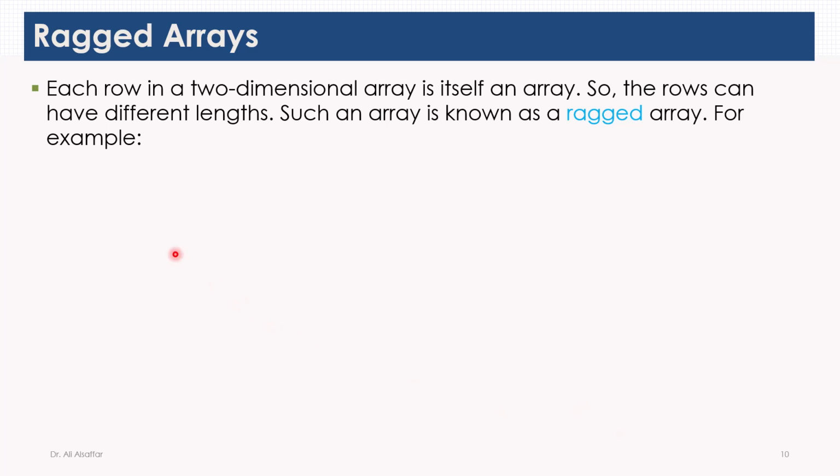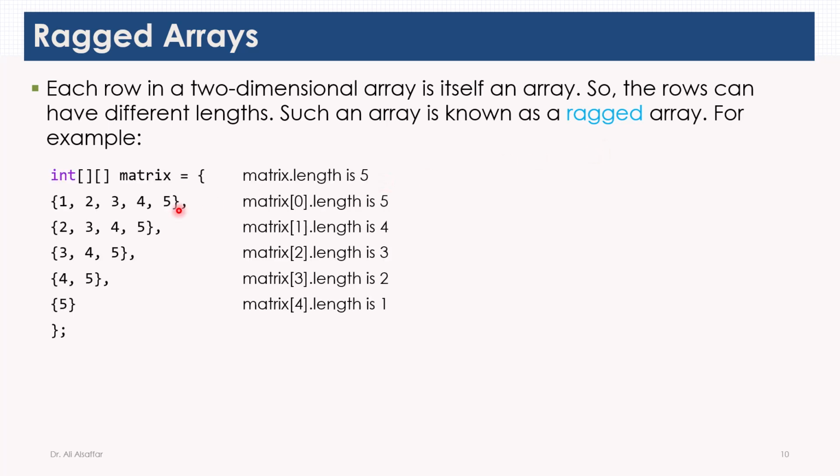We know that in Java, for any two-dimensional array, each row itself is an array. A two-dimensional array is called a rugged array if each row can have a different length. For example, consider the following declaration.